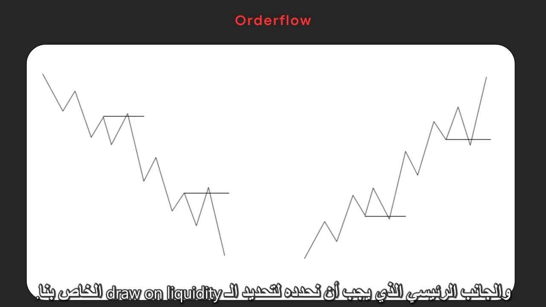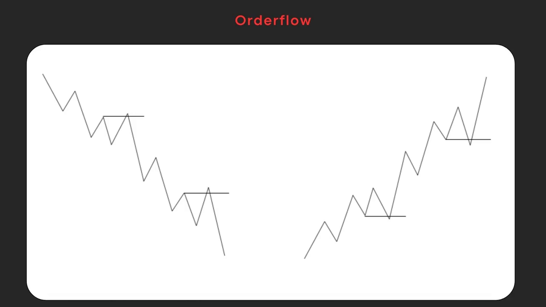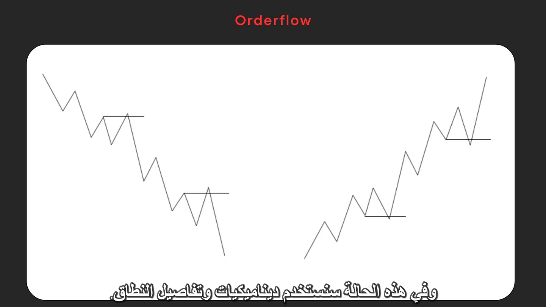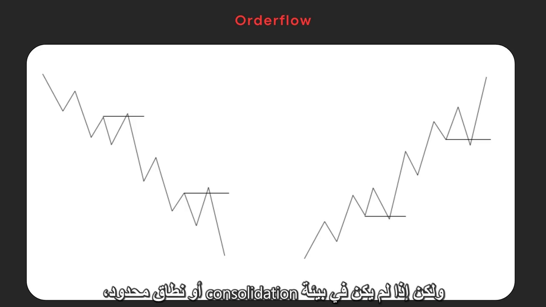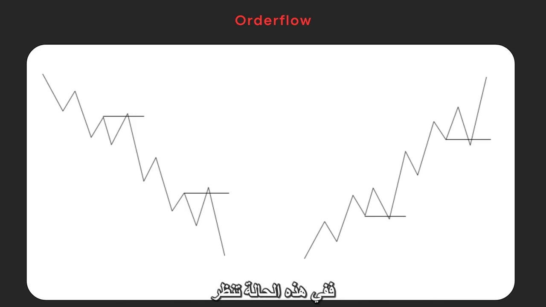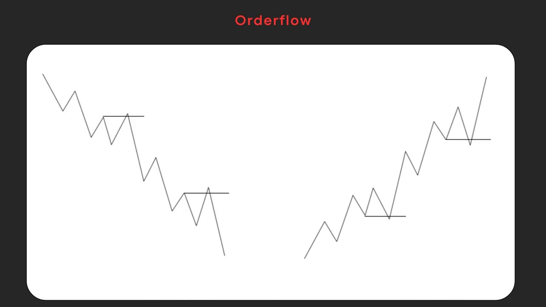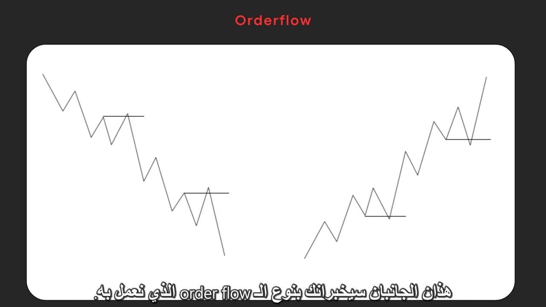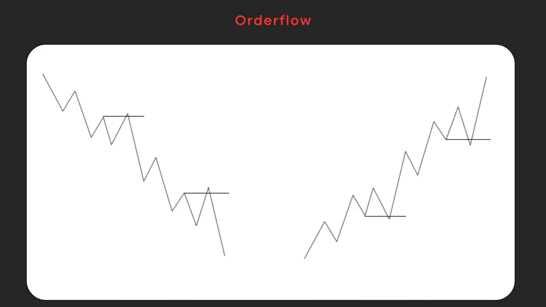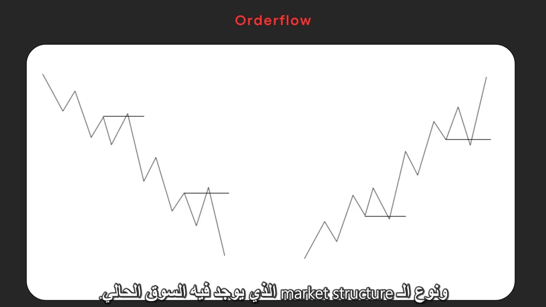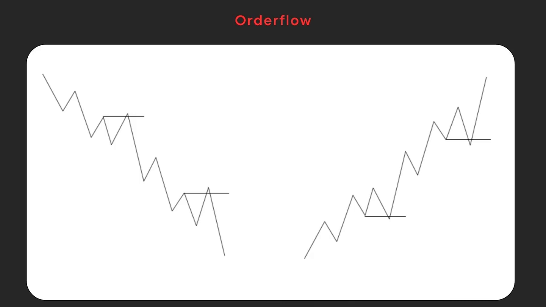It's the most important and the main aspect that we have to determine in order to determine our drawn liquidity, right? We look at whether price is in a range bounded condition, and in that case we'll use the range dynamics and intricacies. But if it's not in a consolidation or a range bounded environment, then you'll look and see whether we are breaking above highs and rejecting below lows, or breaking below lows and rejecting above highs, right? Those two aspects will tell you what sort of order flow we are working with, right? And what sort of market structure the current market is in, right?